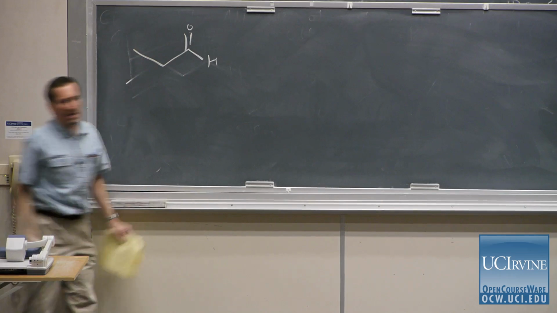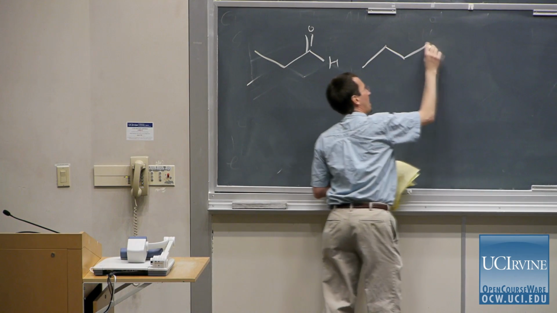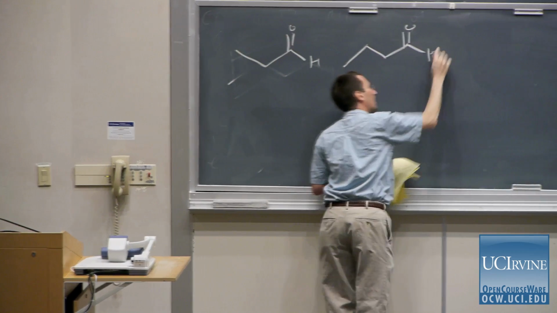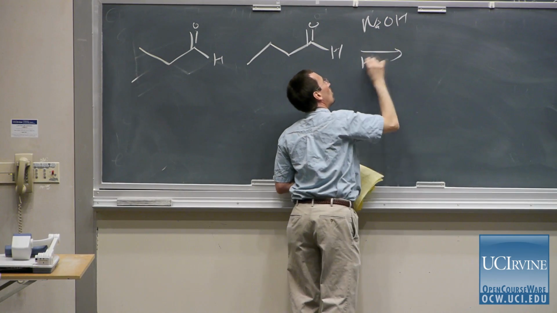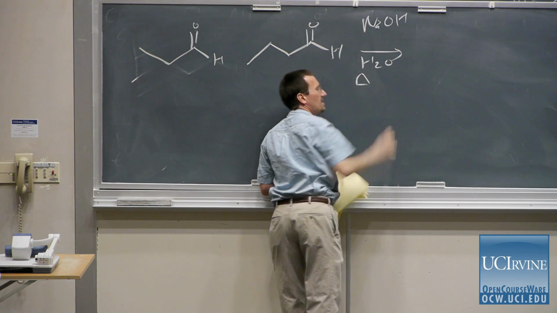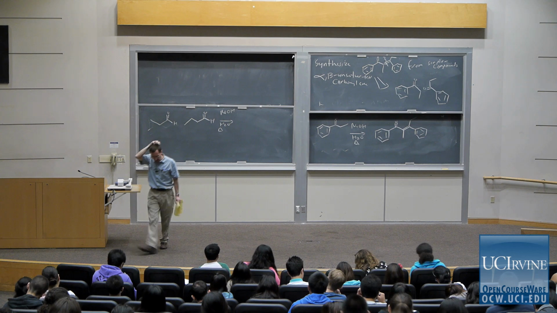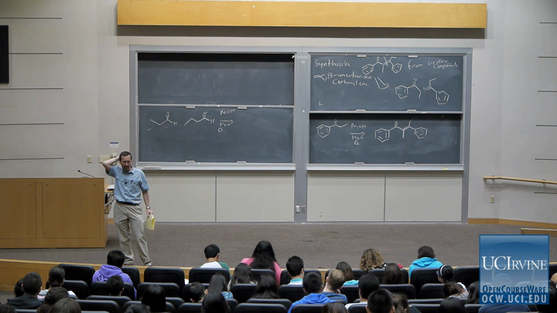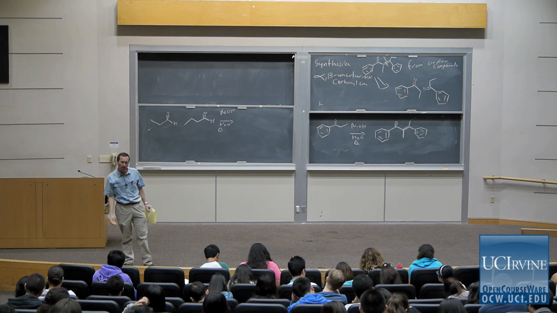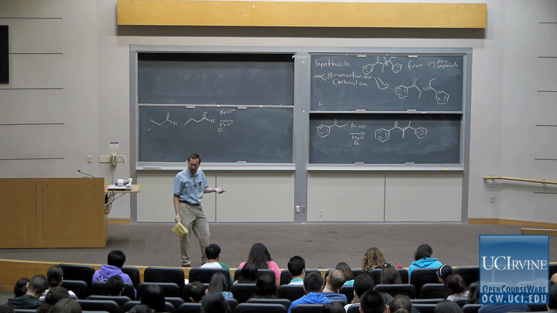So for example, if I mixed propanal and butanal together with sodium hydroxide and water and heat, my goodness. Well, I could have the propanal be the nucleophile. I could have the butanal be the nucleophile. I could have the propanal be the electrophile. I could have the butanal be the electrophile.